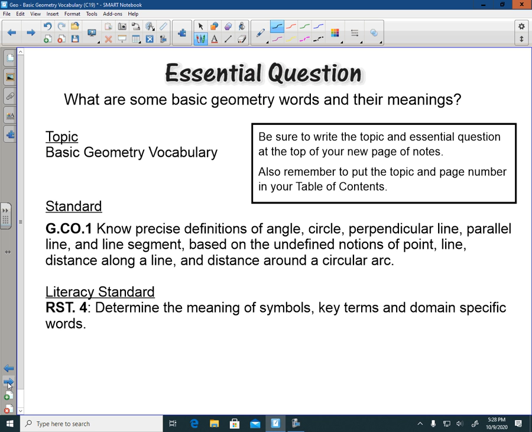Okay, so here's your essential question for the day. What are some basic geometry words and their meanings? The topic, basic geometry vocabulary, should go at the top of your new note page and also in your table of contents. Right under that, write the essential question. Then make those lines so that you have a column for questions and a place for a summary, and get ready to take some notes in that big part. Here we go.